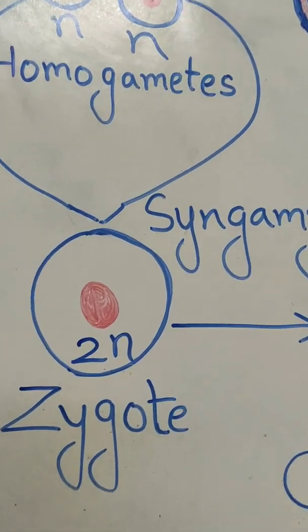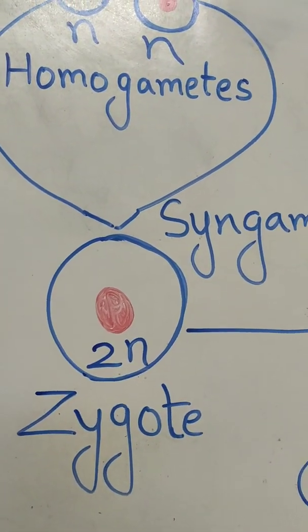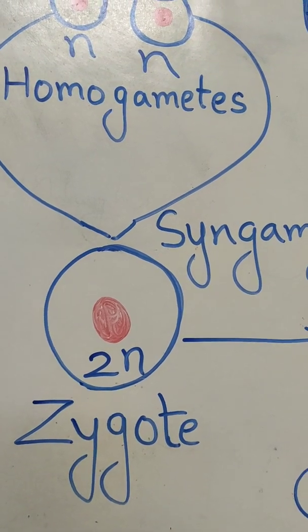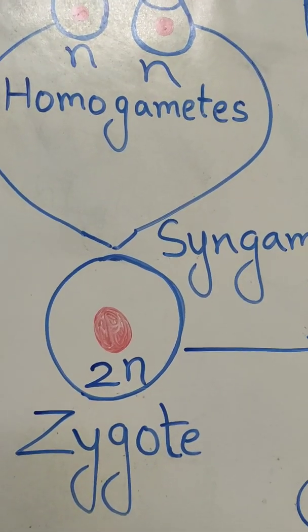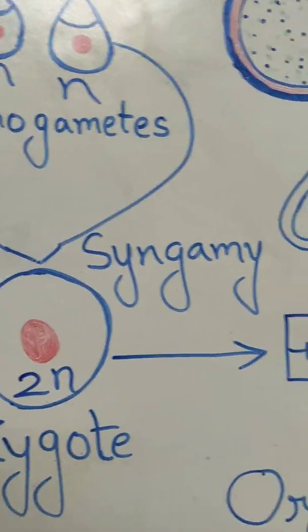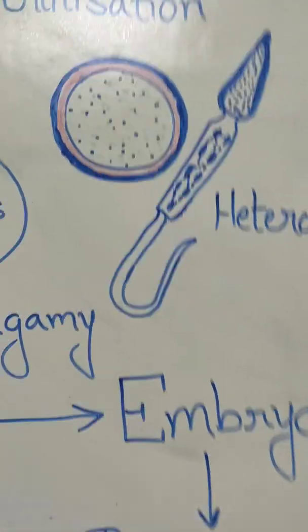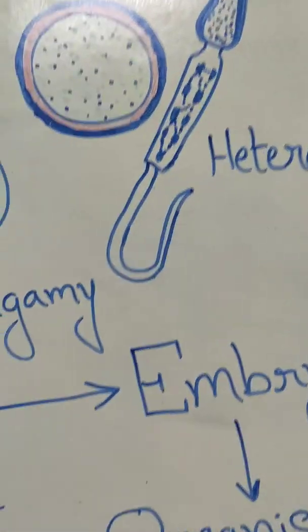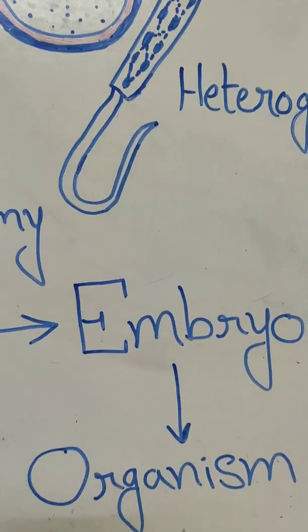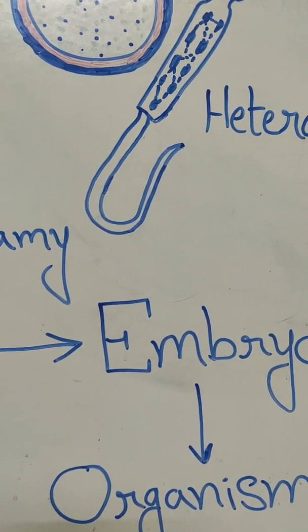Now the zygote further undergoes the process of post-fertilization, which is called embryogenesis. Now this embryo which is formed is a mass of cells which will undergo differentiation that will result in an organism.